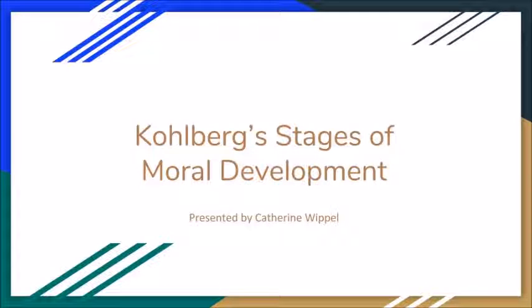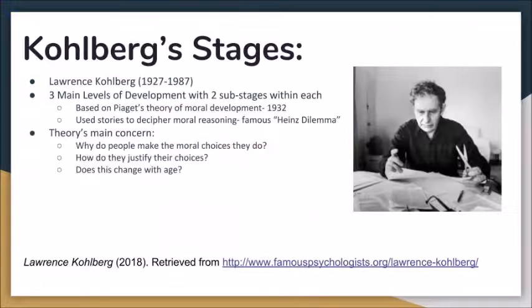And this is Kohlberg's Stages of Moral Development with Katherine Whipple. Lawrence Kohlberg, born in 1927 and died in 1987, was the psychologist who developed this theory. He developed this theory in his undergraduate work for the University of Chicago and became very famous for it.